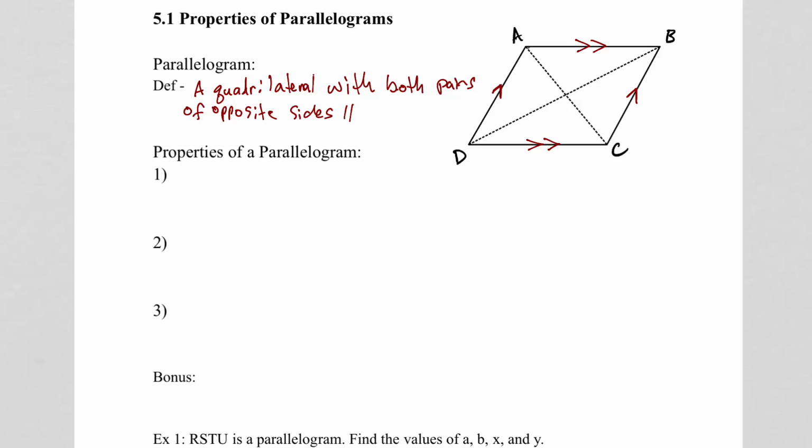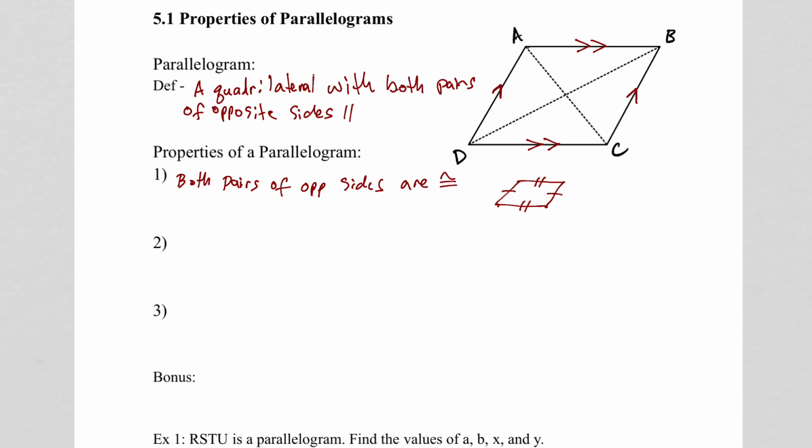Okay, the properties are that both pairs of opposite sides are congruent. In other words, the way we show this is when we draw a parallelogram, we say this is the same length as that, and this is the same length as that. But they're not necessarily the same length altogether, just this and this are the same, and this and this are the same.